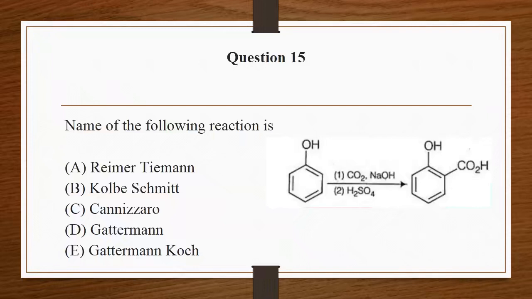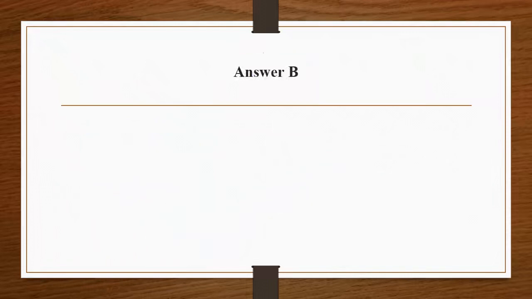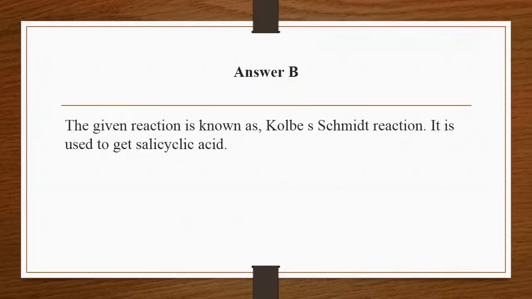What will be the reaction's name? Option A, Reimer-Tiemann reaction. Option B, Kolbe-Schmidt reaction. Option C, Cannizzaro reaction. Option D, Gattermann reaction. Option E, Gattermann-Koch reaction. Answer is answer B. That is, the given reaction name is Kolbe-Schmidt reaction.